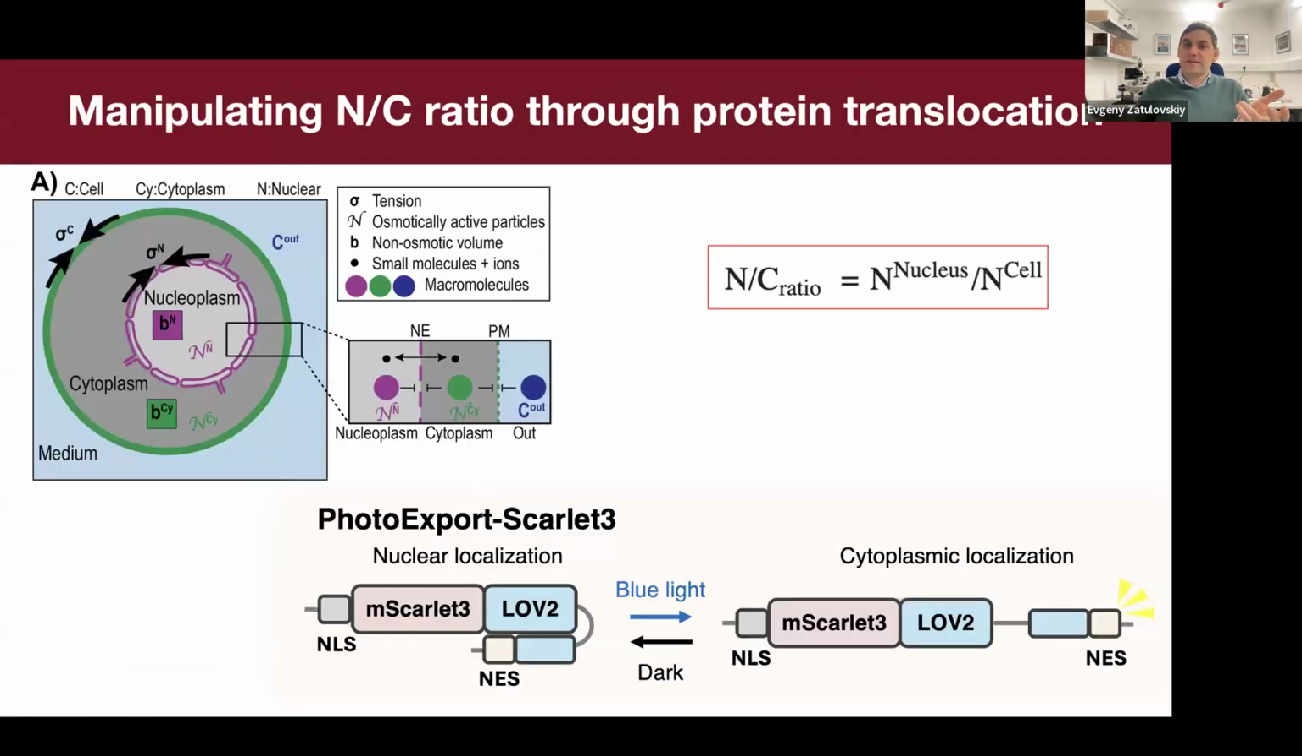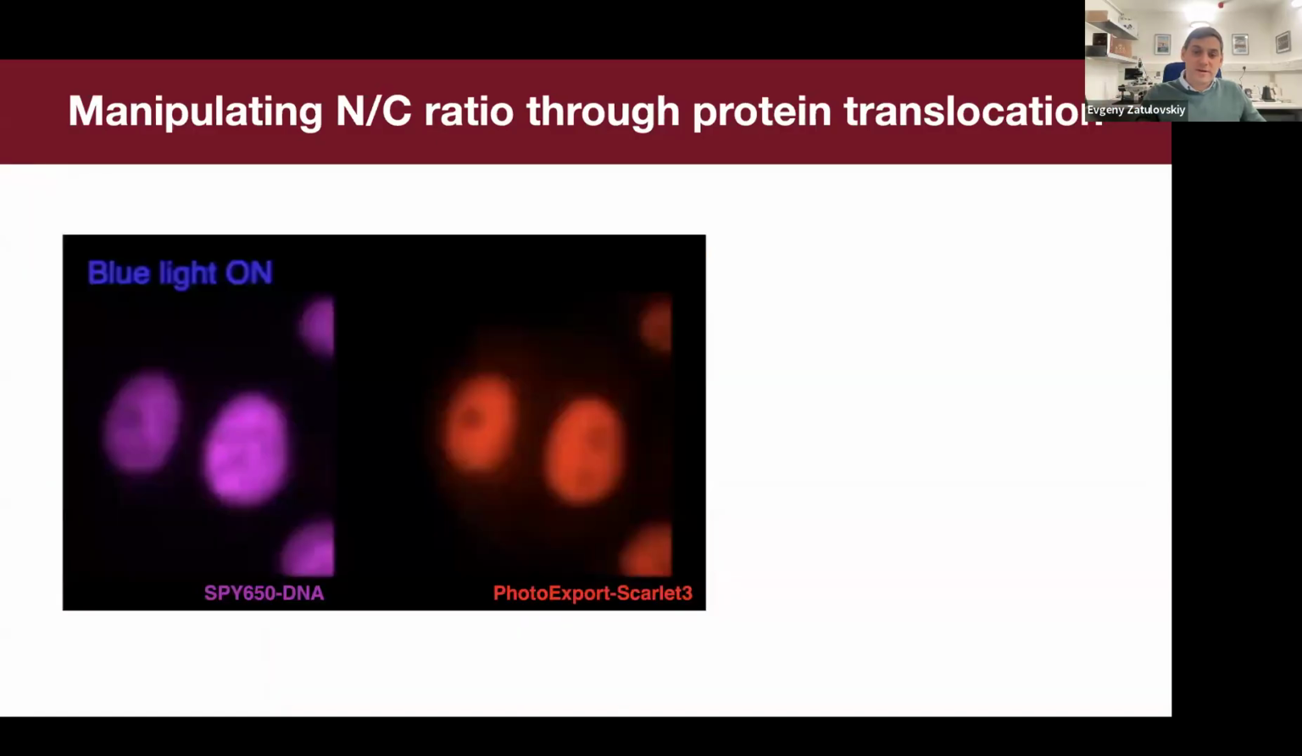And if we believe that it is the osmotic pressure and the ratio between molecules in the nucleus and in the cytoplasm, then presumably we can change the NC ratio by simply shuttling a certain highly expressed protein between nucleus and cytoplasm. And to do this, Hisashi introduced into the cells this fluorescent protein, which can be translocated from the nucleus to the cytoplasm upon exposure to blue light. So you can switch the localization when you shine light on your cells.